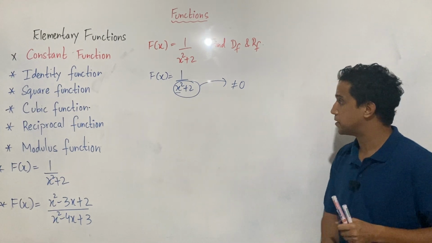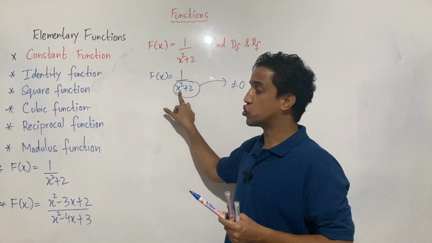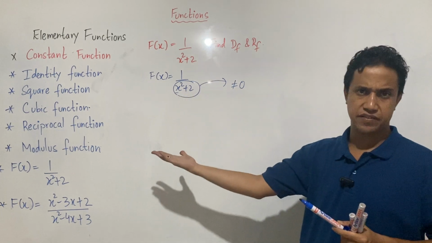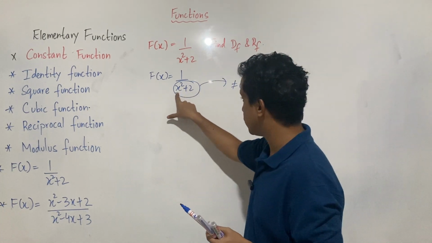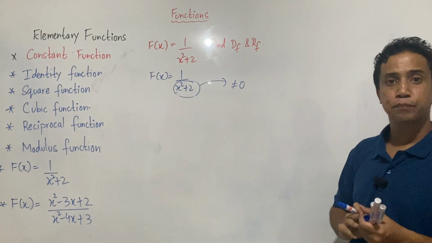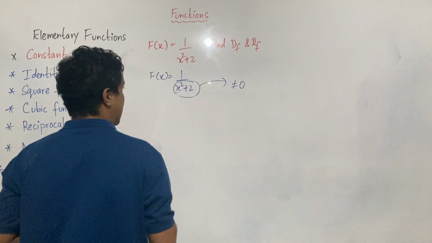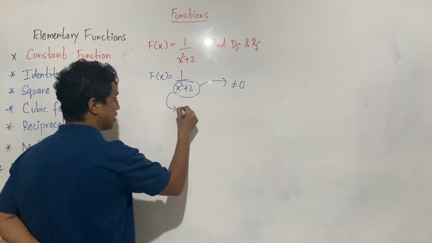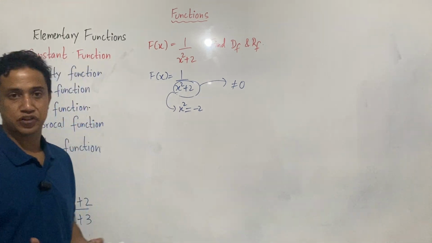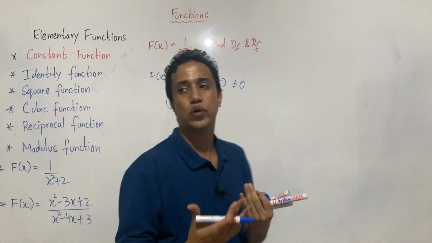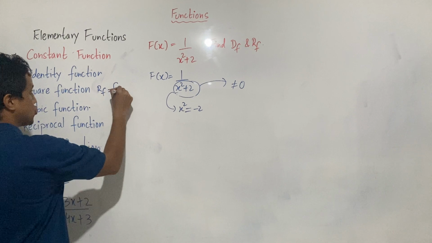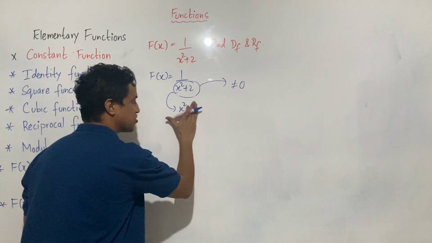No. Why? Because you have x square here. If you input any value of x, whether negative or positive, it will give you a positive value. So there is no possibility that x squared plus 2 is going to be 0. In what scenario could it be 0? When x square is going to be minus 2. Now we know that the range of the square function is 0 to infinity. So this is not possible.